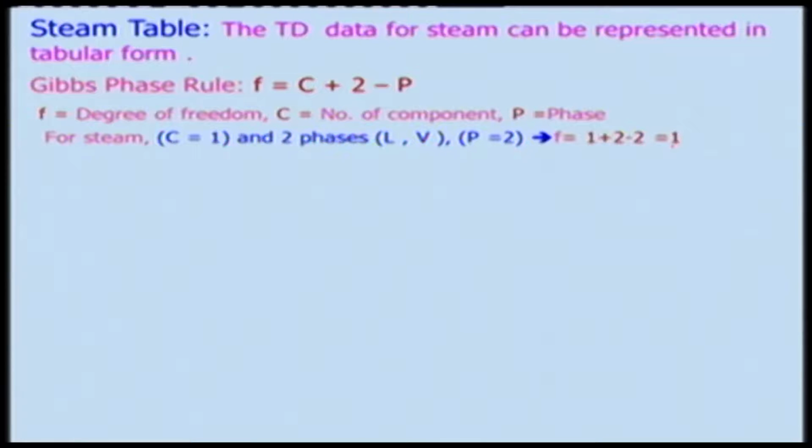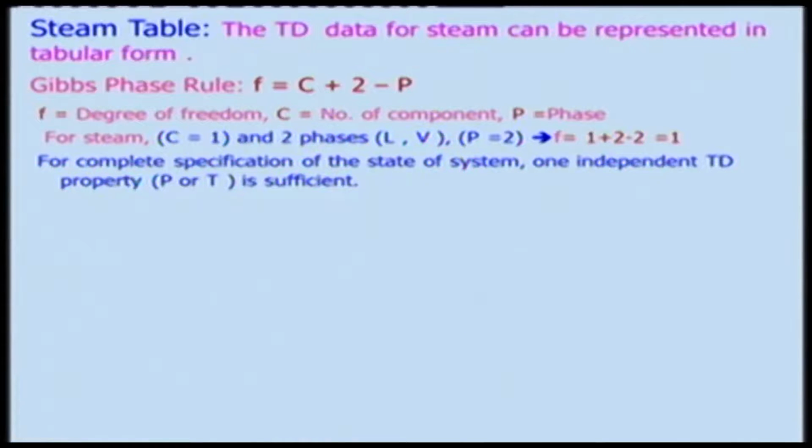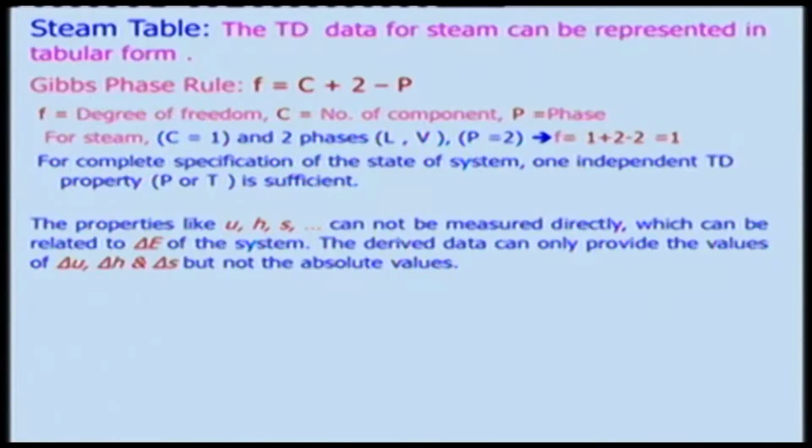What is the meaning of that? For the complete specification of the state of a system, when we are talking about two phases and a single component substance, one independent thermodynamic property, either pressure or temperature, is sufficient to describe the system. Knowing this, we can find out properties like internal energy, enthalpy and entropy, and so on, like Gibbs free energy and Helmholtz free energy, right.